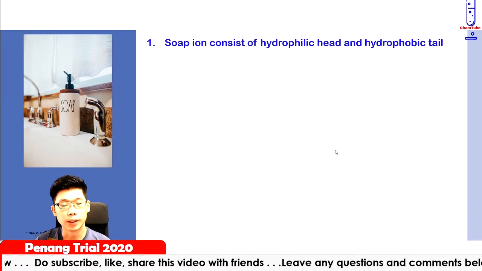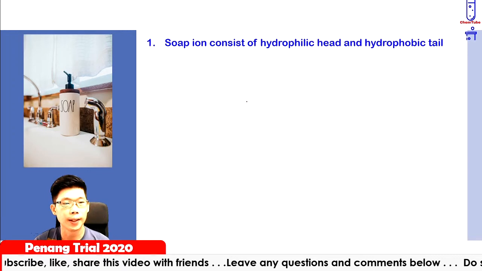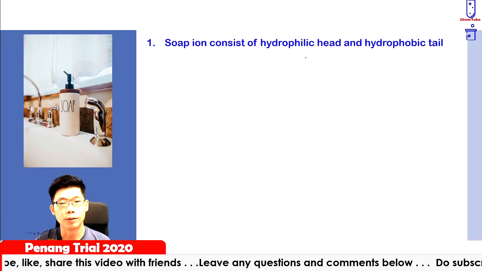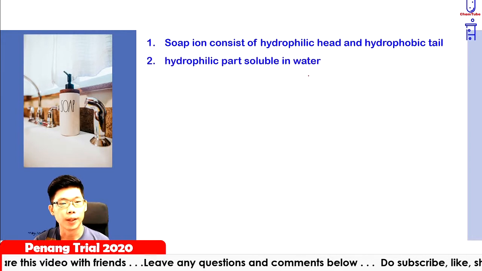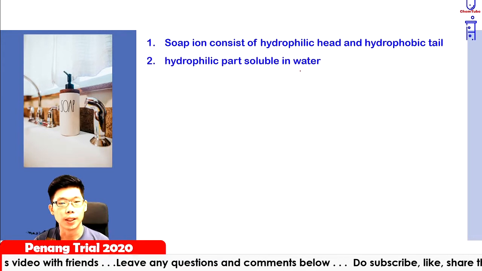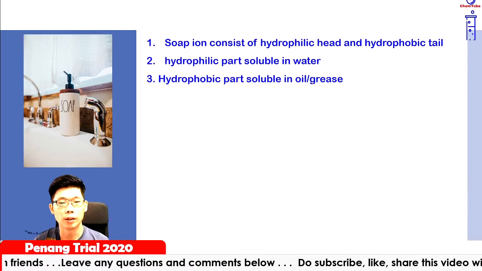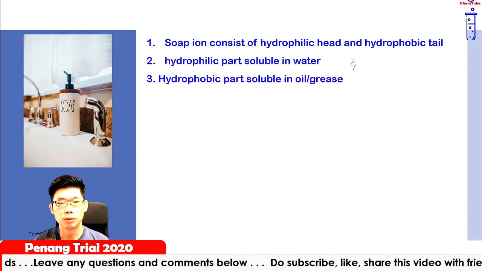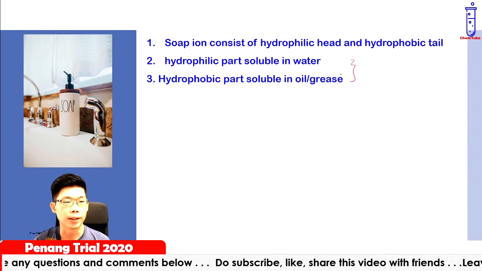Okay, so how the cleansing action works. Number 1, soap ion consists of a hydrophilic head and a hydrophobic tail. Point number 2, hydrophilic part is soluble in water, and hydrophobic part is soluble in grease or oil. Okay, so you have to remember these two, memorize them.